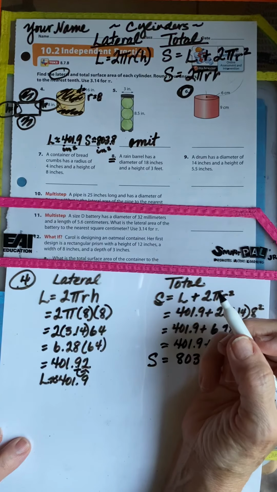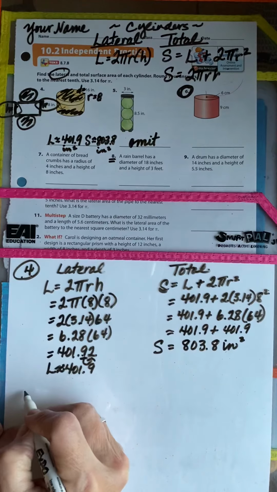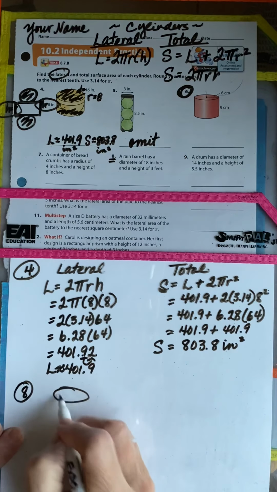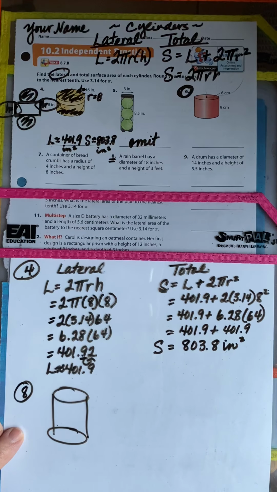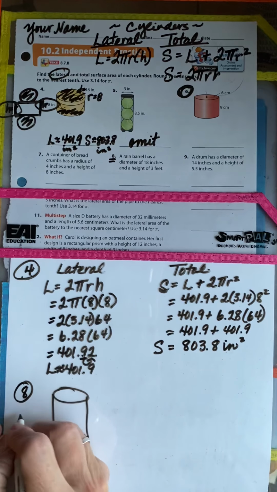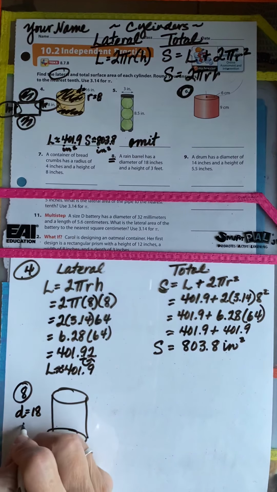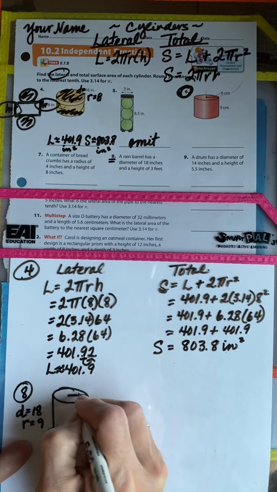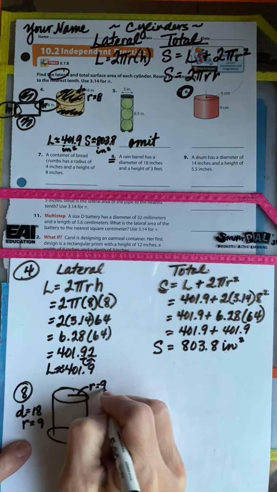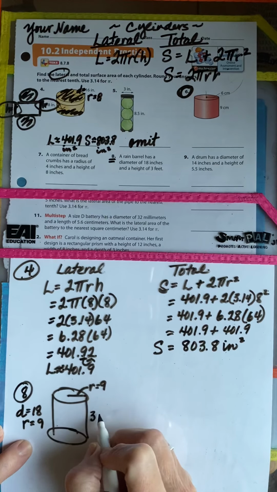A rain barrel has a diameter. So on your paper, we're going to draw a rain barrel. Here's our rain barrel. Draw your cylinder. Good. And it has a diameter of 18 inches. So if D equals 18, what's the radius, guys? Radius equals 9. So it's got a radius of 9, and it's got a height of 3 feet.